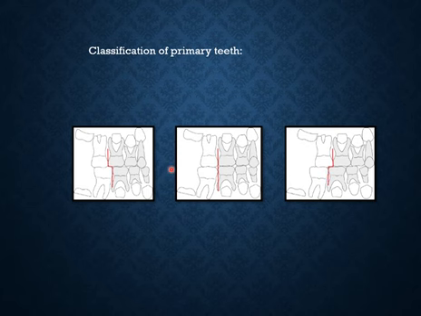The flush terminal plane. It is an end-to-end relationship between the distal proximal surfaces of the maxillary and mandibular primary molars, usually leading to a class 1 or class 2 relationship between the maxillary and mandibular first permanent molars that are going to erupt.